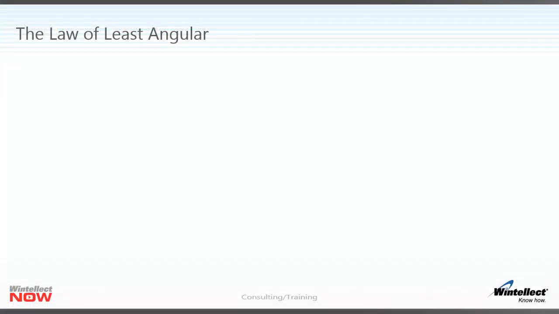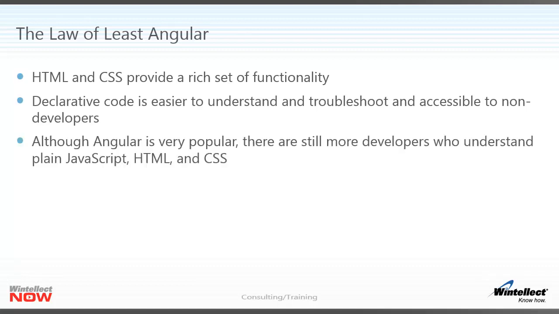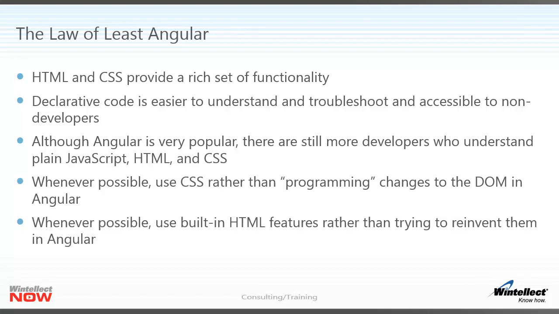I'm going to talk briefly about what I call the law of least Angular. And basically the law simply says this: HTML and CSS provide a rich set of functionality, and declarative code is easier to understand and troubleshoot and accessible to non-developers. And although Angular is very popular, there are still more developers who understand plain JavaScript, HTML, and CSS. So for example, whenever possible, use CSS rather than programming changes to the DOM, for example, JavaScript animations in Angular.